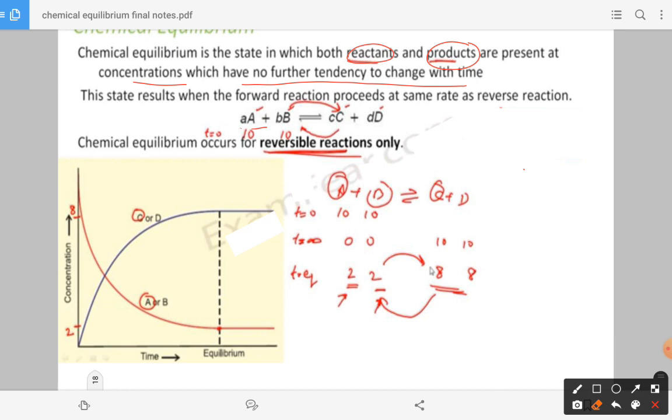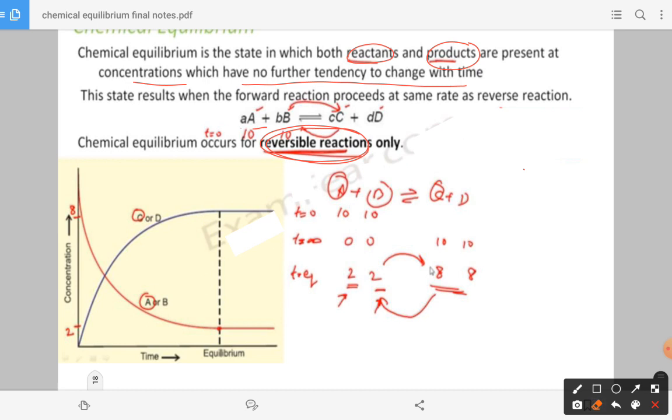Here small a indicates the coefficient of A, nothing but the number of moles. Small b indicates the coefficient of B, the number of moles of B. Small c indicates the number of moles of C, and small d indicates the number of moles of D. Now, chemical equilibrium occurs for reversible reactions only. Very important. So for chemical equilibrium, the reaction should be reversible.